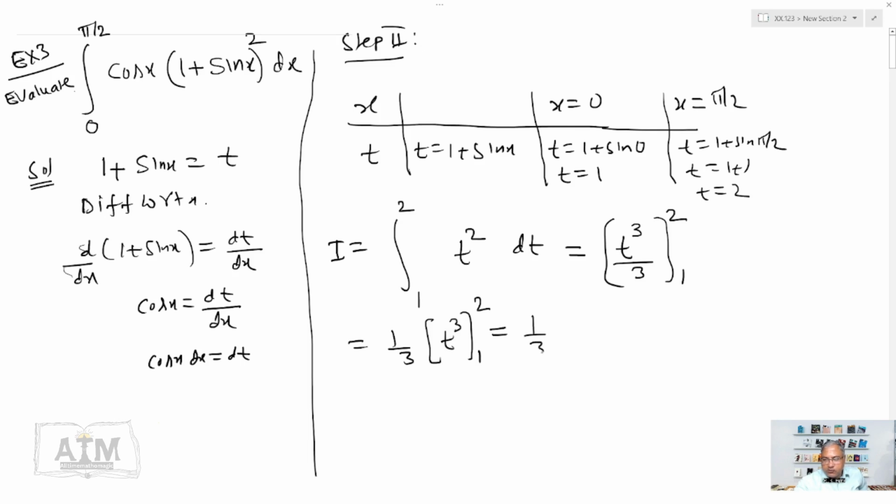This is equal to 1 by 3. Now upper limit minus lower limit, 2 cube minus 1 cube. So that is equal to 1 by 3, 8 minus 1. So that equals 7 by 3. This is the required solution.